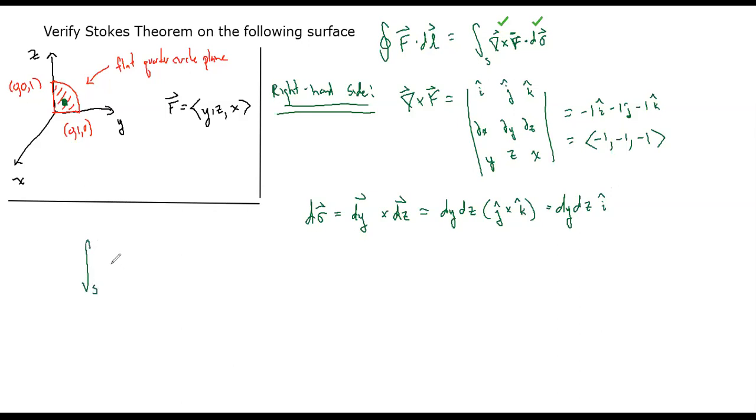So I have the integral over s. I'll just write it all out because this looks cool to write out. Integral over s, we'll deal with that later. That's going to be some type of double integral. Minus 1, minus 1, minus 1 dot dy dz. That's the i hat piece and nothing else. Great. What is that? Negative dy dz. Yeah.